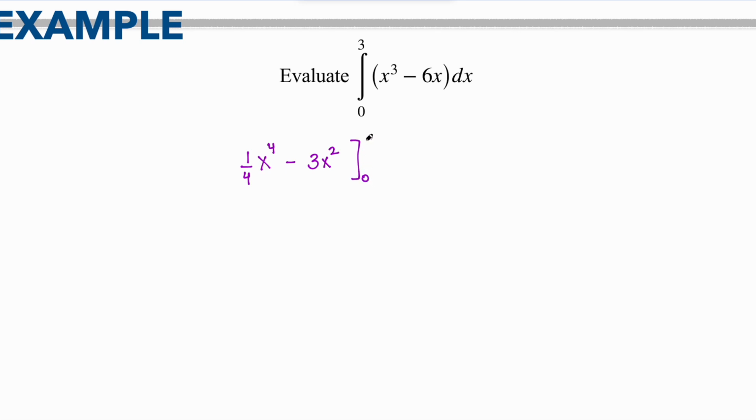And I'm going from 0 to 3. So I'm going to plug in 3 into x, and then I'm going to plug in 0 into x, which is just going to give me 0. So I'm going to get 81 over 4 minus 9 times 3, which is going to be 27. So 81 over 4 minus 27 is going to give me a negative 6.75.